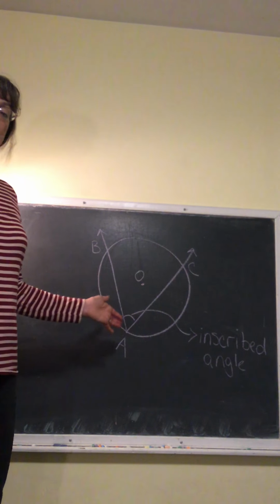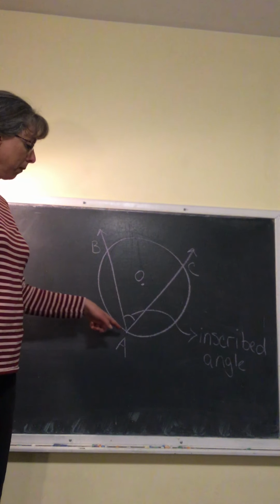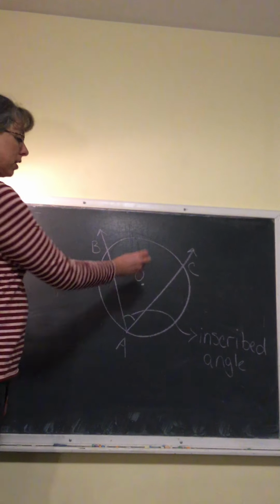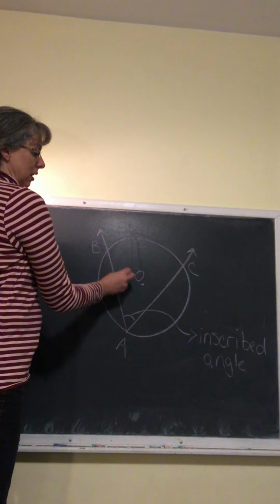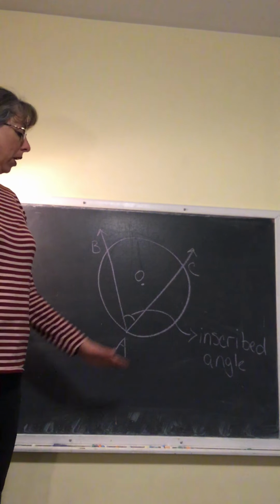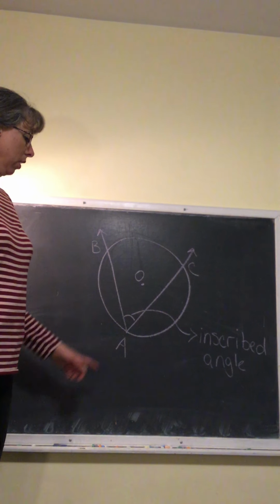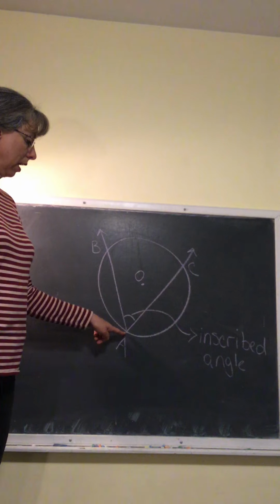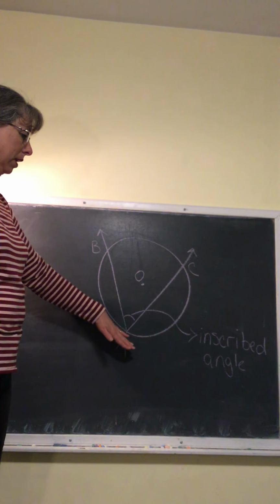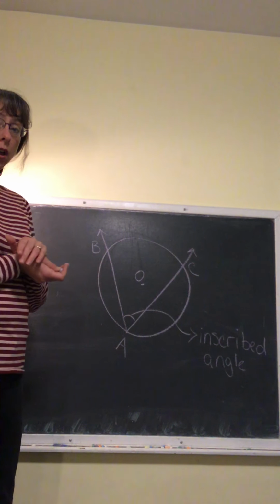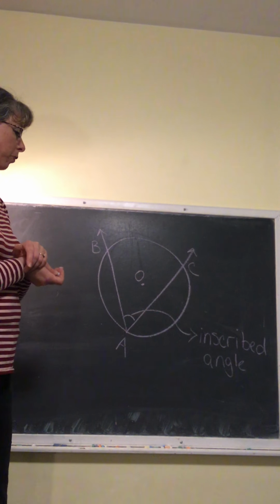When I say its vertex is on the circle, remember that means that it's on this line that I have drawn here. It's not somewhere in here inside of the circle, but it's right on that line of the circle. That's point A, and that's what makes an inscribed angle, when its vertex is on the circle.